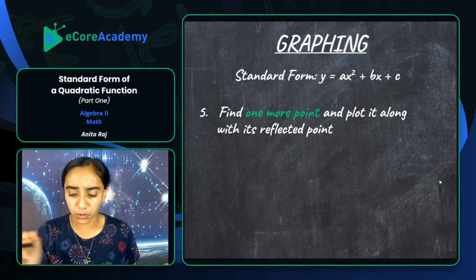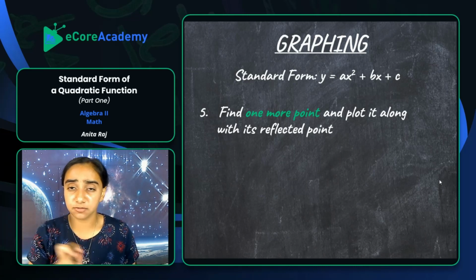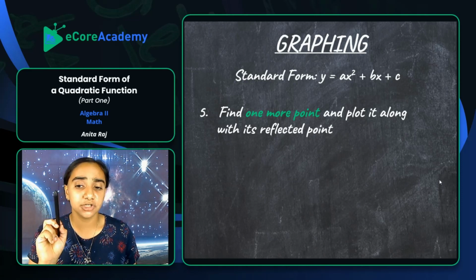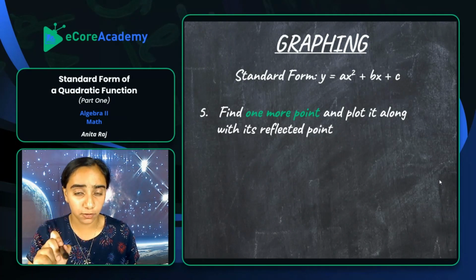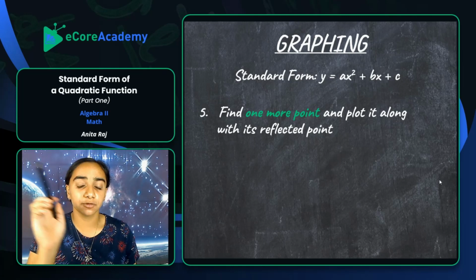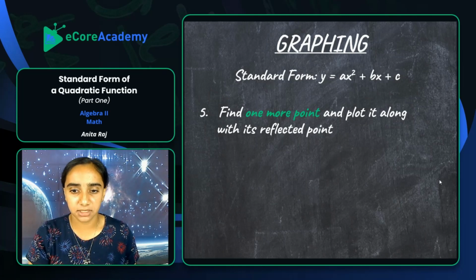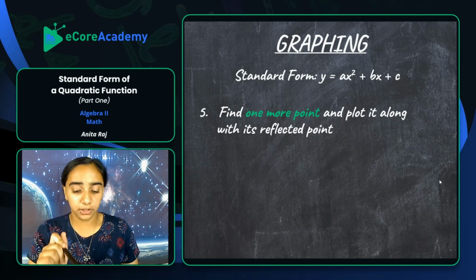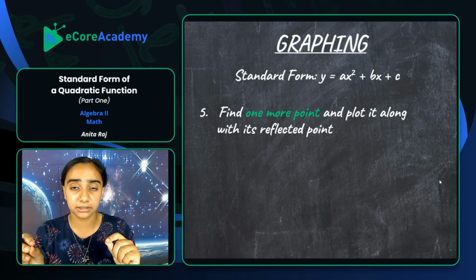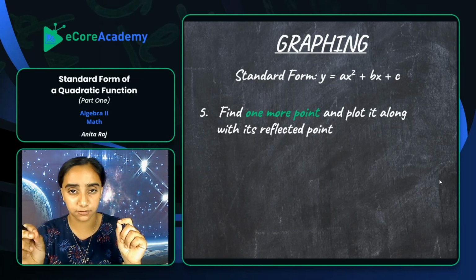I would just pick an x value that's very small, very close to the graph you have so far, and then plug it into your standard form, find the y value, and then just reflect it as we just did with the y-intercept. So that would be the easiest way to get a good 5 points, including your vertex, then your y-intercept and its reflected point, and then another point, and then its reflected point.